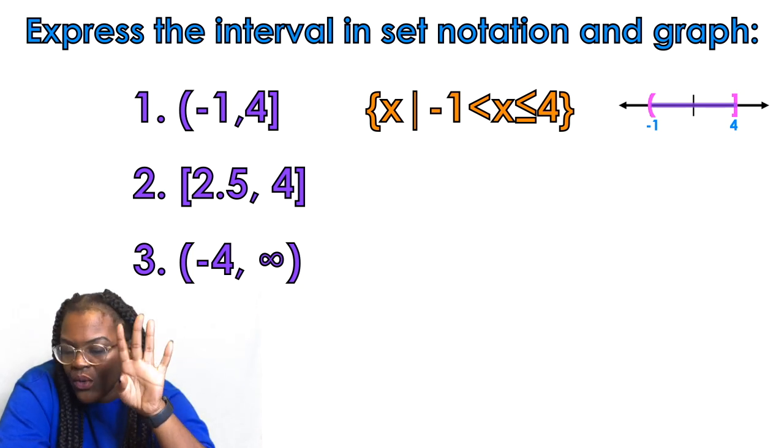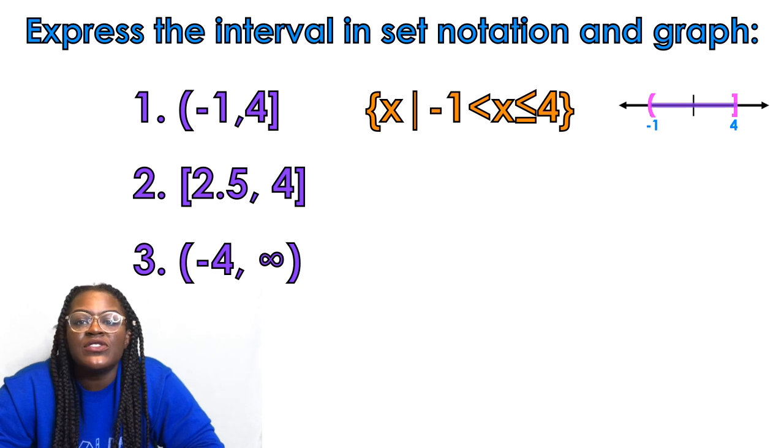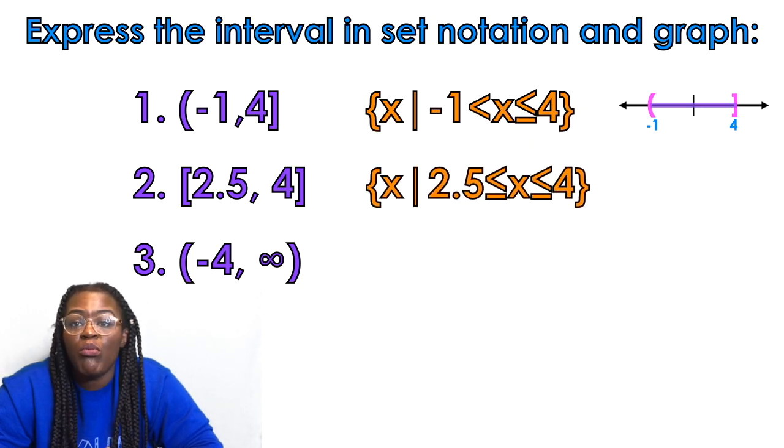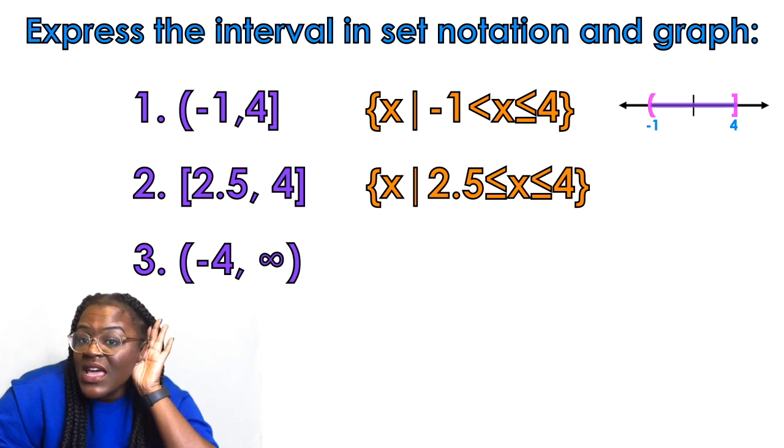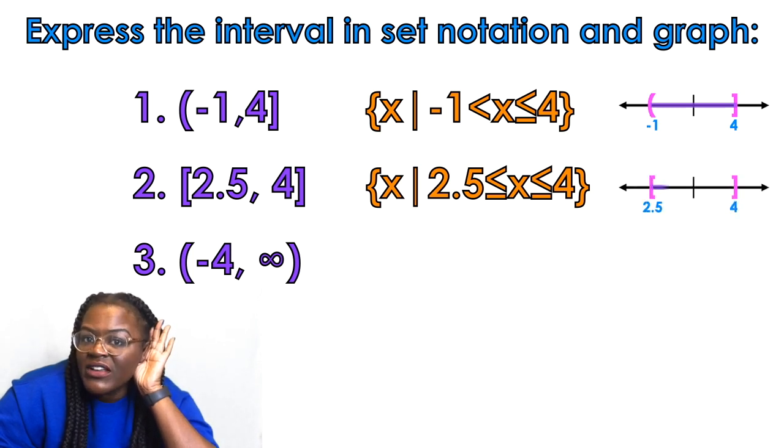-2.5 and 4, a 4. Yes, yes, yes, yes, good job. So I would take that example, I would copy it. Brackets mean I have equal to symbols. So both of those symbols have equal to symbols. X is a number such that X is greater than or equal to 2.5, X is less than or equal to 4. When I draw my graph, I have 2.5 on the graph and a 4 on the graph. Both numbers get a what? A bracket. Very good, honey, very good.